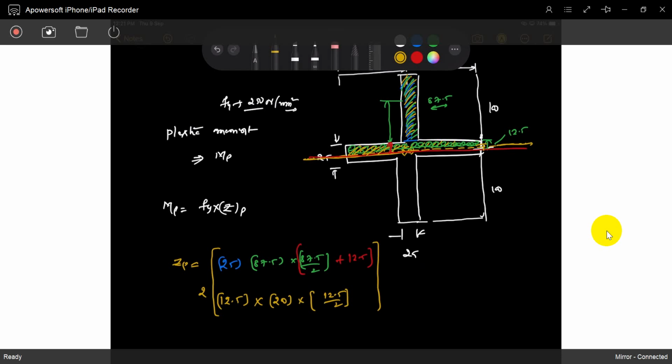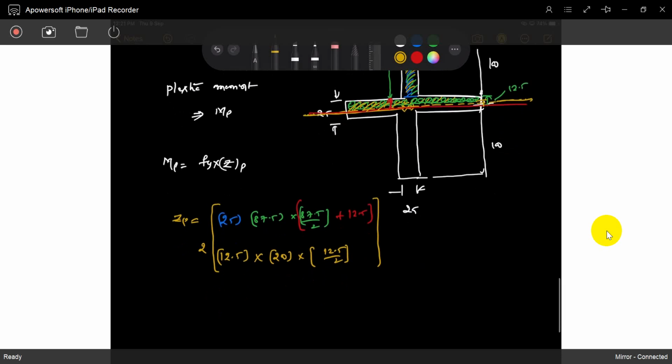Bottom you will get the same thing. Are understood? Bottom you will get the same thing. That's it, area into CG. So what will you get? You will get the value 2.773 into 10 power 5 mm cube.